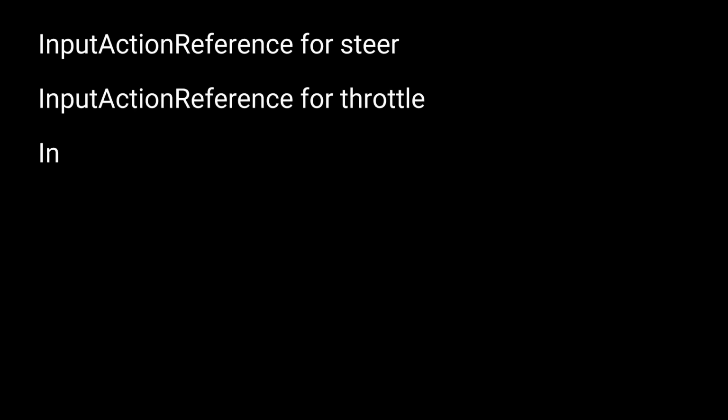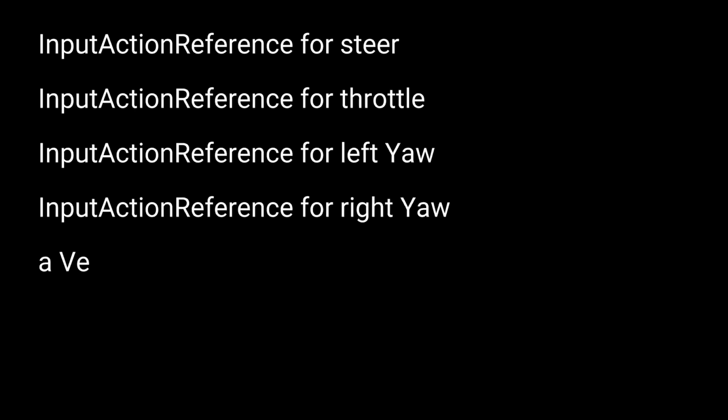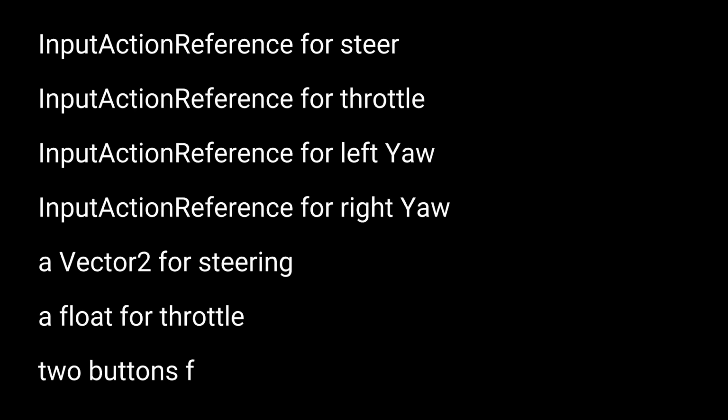We're going to use Unity's new input system, the new input system that's been around for like 10 years, and we're going to use that with input action reference fields so that we can drag actions in through the inspector. We're going to have a Vector2 for steering, a float for throttle. We're going to have 2 buttons that we referenced for our left yaw and our right yaw. This should give us a flexible way to support keyboard and gamepad without hard-coding device-specific logic all over the place.